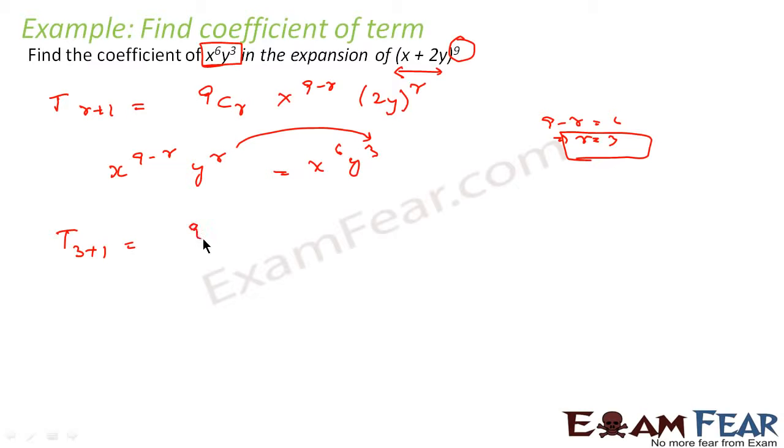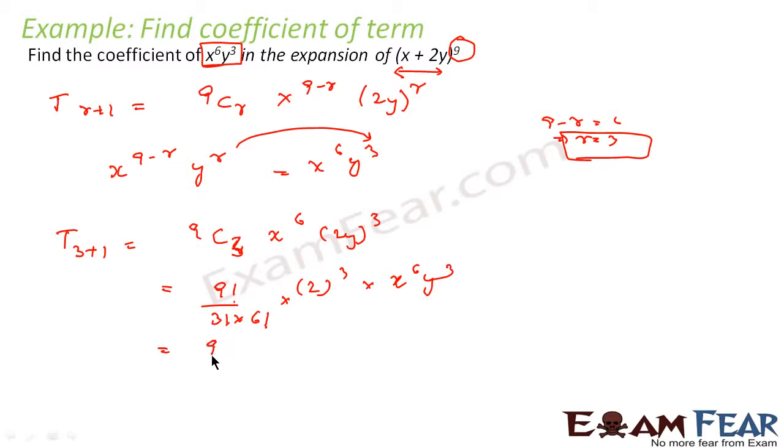So what do you get here? t of 3 plus 1? 9C3 into x to the power 6 into (2y) to the power 3. So what we get is 9C3, which is nothing but 9P3 by 3P3, or 9 factorial by 3 factorial into 6 factorial, into 2 to the power 3 into x to the power 6 y to the power 3.